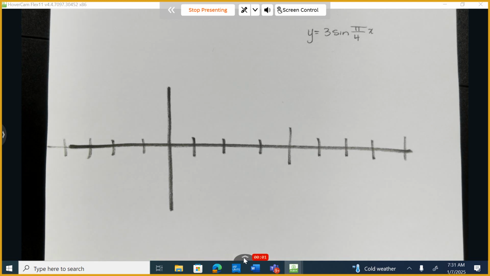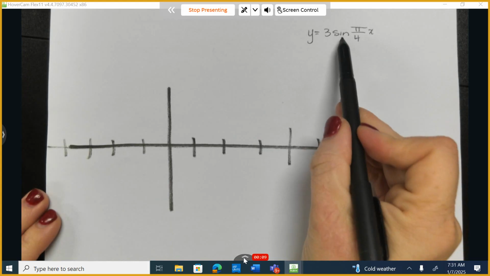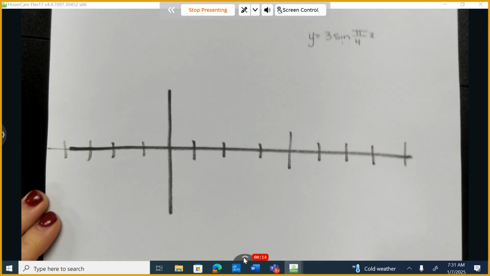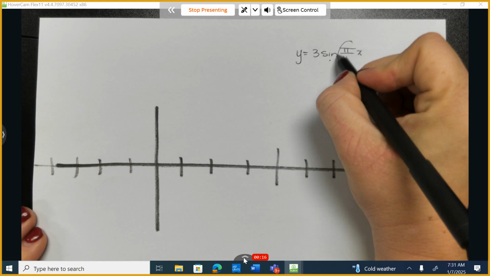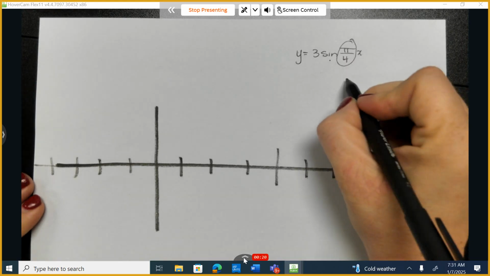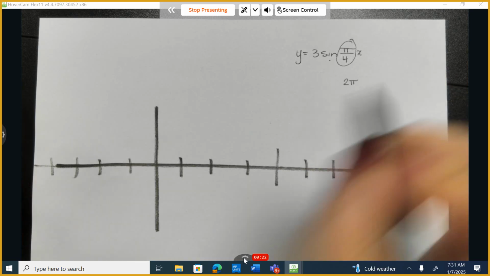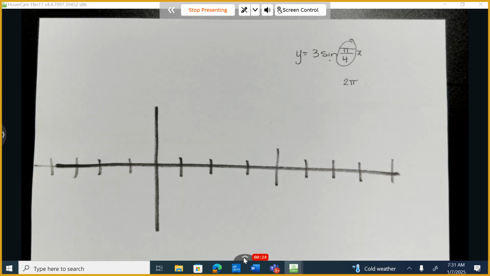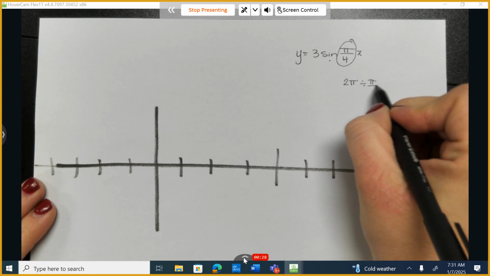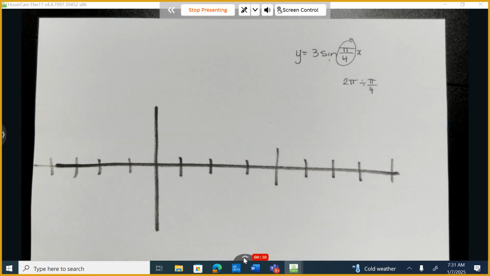The first thing we want to do is identify the length of the period, that is, the length of the interval of one cycle. Remember that our traditional sine makes the shape of a hill and then a valley. To figure that out, I'm going to start by circling whatever's directly in front of the x. I'm going to take 2 pi, and we do this for both sine and cosine. We take 2 pi and divide it by whatever is directly in front of, or attached to, the x.